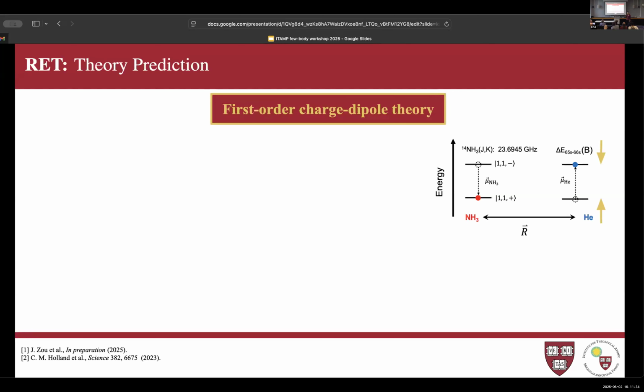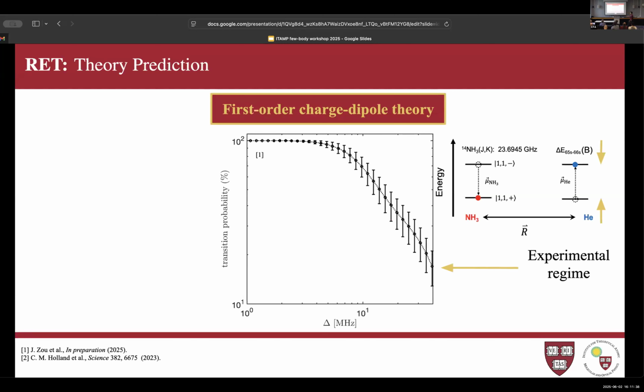So if we use our first order charge dipole theory and extend the analysis, we can see that in the experimental regime the transition probability is low, about 16, 17%. But as we decrease the detuning between these levels, at some point you get very, very close to unit efficiency. It's a weird scale, but this is in percentages, so 10 to the 2 means 100%. It's perfectly efficient transfer of this interaction.